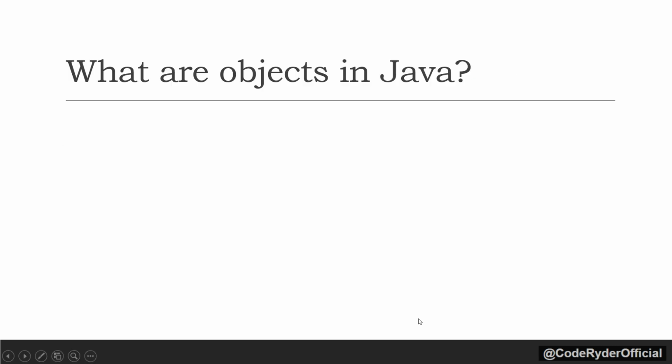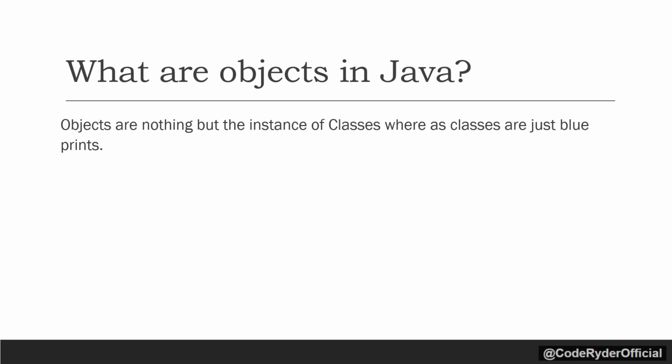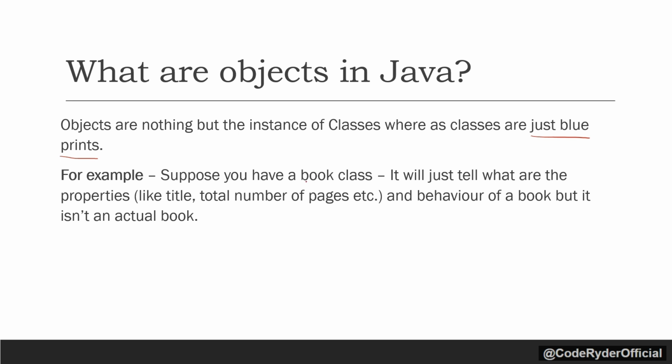So what are objects in Java? Objects are nothing else but the instances of the classes, whereas classes are just the blueprints. Let's understand this with the help of an example. Say for example you have the Book class, and inside that Book class you have properties like title and total number of pages. This Book class will just tell you what the properties and behavior of the book are, but this is not an actual book because it is not storing any value. It is just telling you what the properties of the book are.